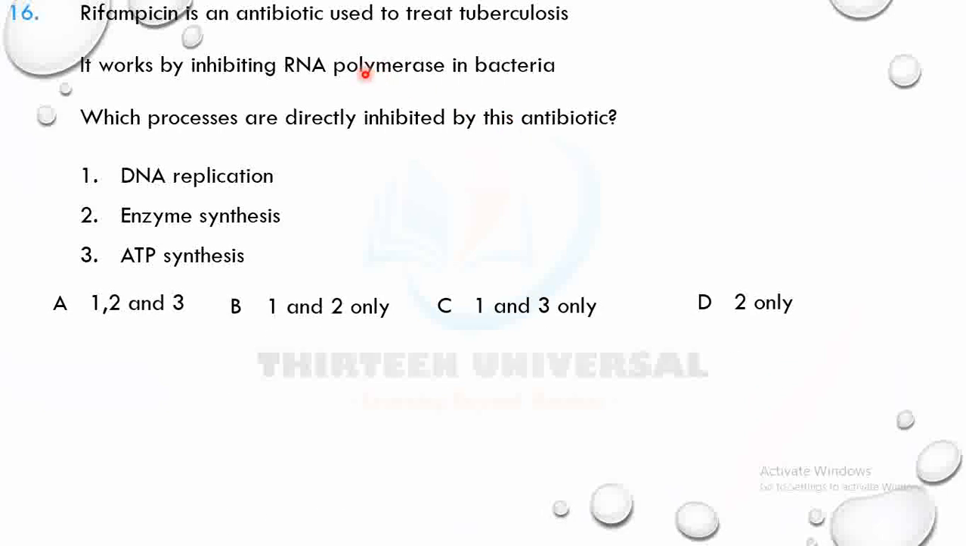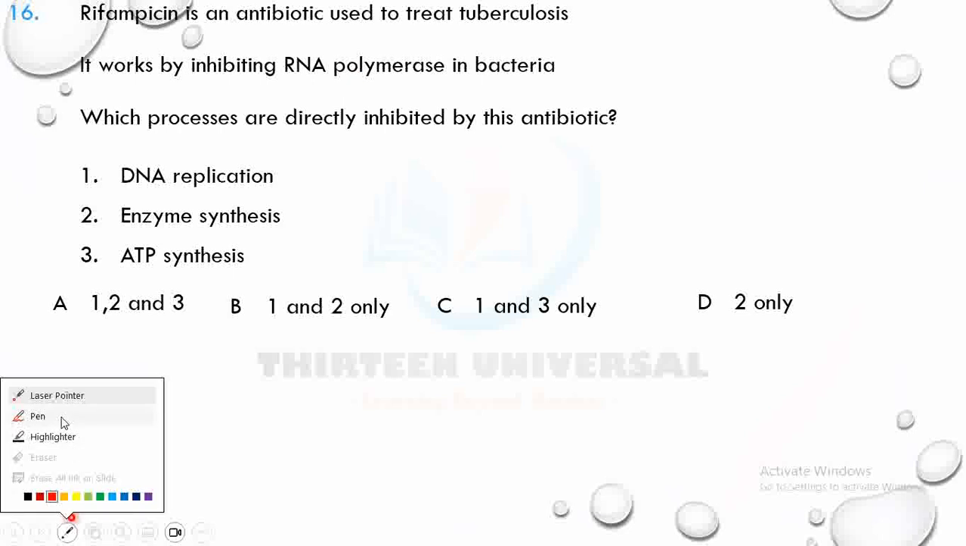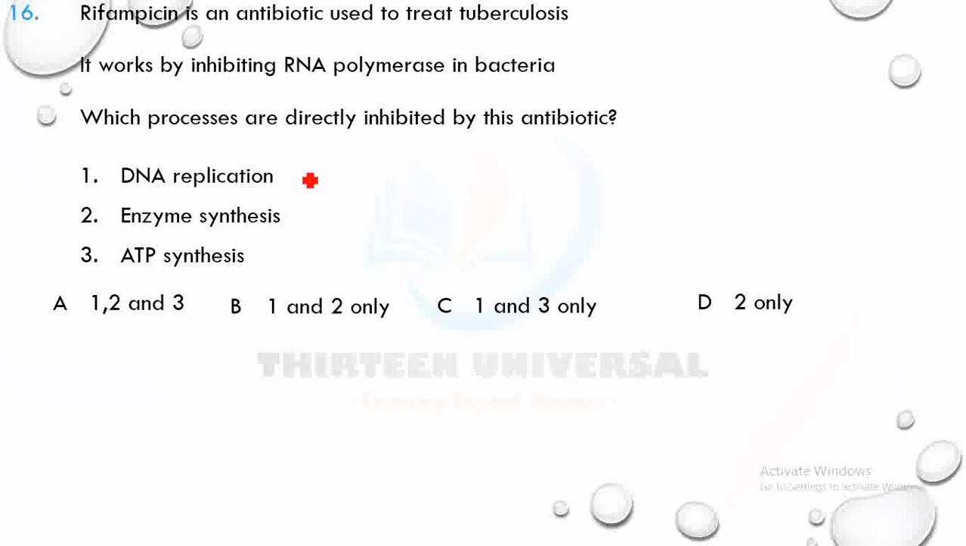RNA polymerase, okay, catalyzes transcription. Transcription is part of protein synthesis, right? Oh yeah, so I've already told you the answer. So DNA replication, no, because it's not catalyzed by RNA polymerase, it's catalyzed by DNA polymerase, right? Enzyme synthesis, yes, because enzyme synthesis involves transcription. ATP synthesis, no, because it doesn't require RNA polymerase. Okay, so it's only 2 that is affected.